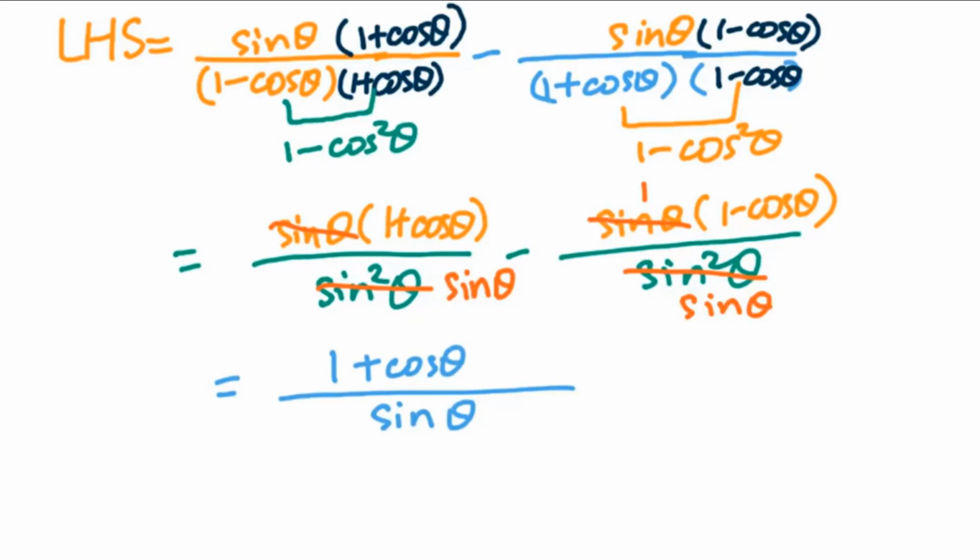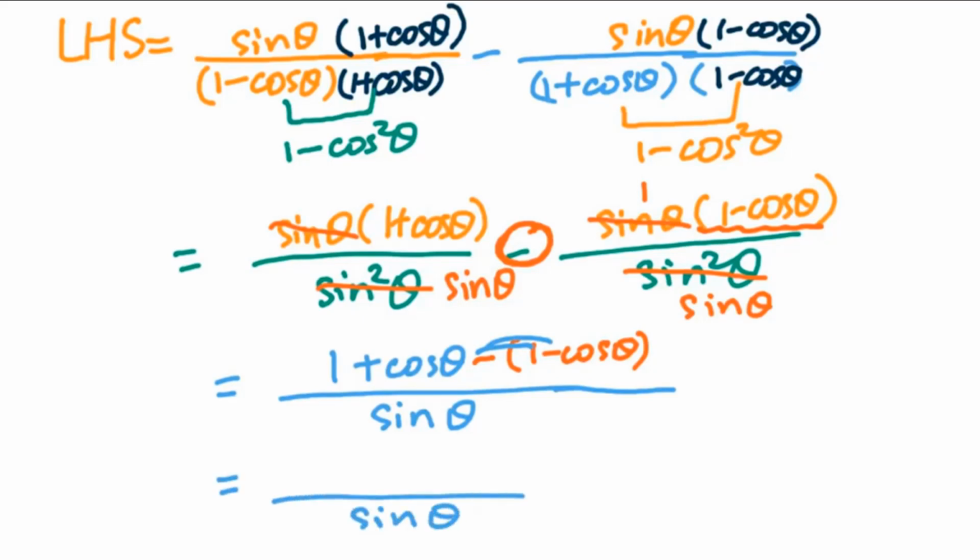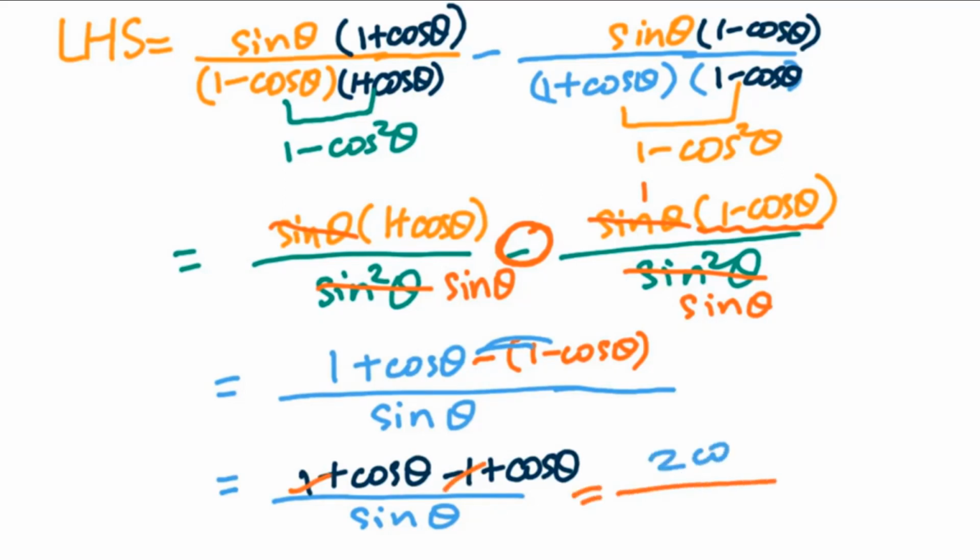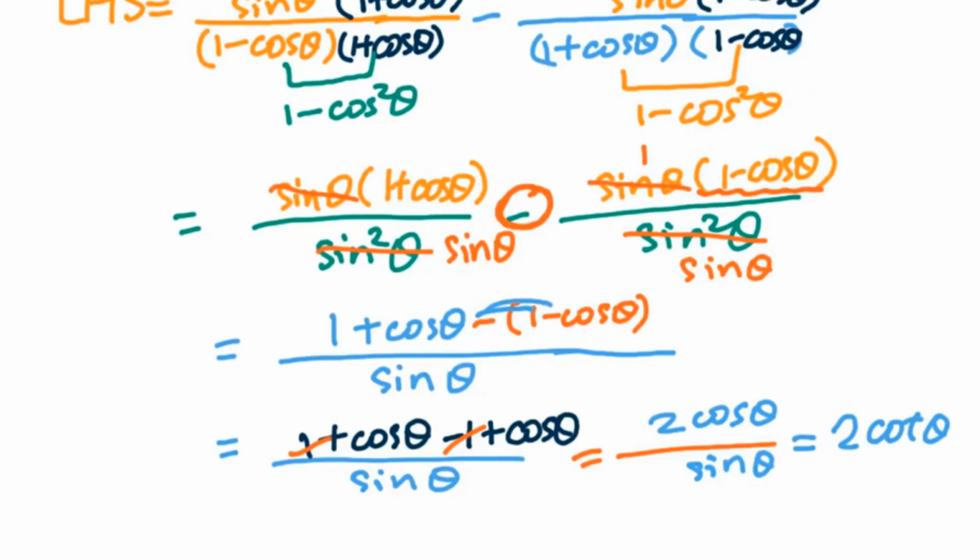Be careful for this side. You see this is a negative sign. When you have negative sign and this one is a binomial, you have to put the parentheses. So minus 1 minus cosine theta. Then you do distributive property. You will get 1 plus cosine theta minus 1 plus cosine theta. Then you combine like terms. This is gone. You got the 2 cosine theta over sine theta. Cosine over sine, that's cotangent. So you got the 2 cotangent theta. That is the right hand side. So we finish this proof.